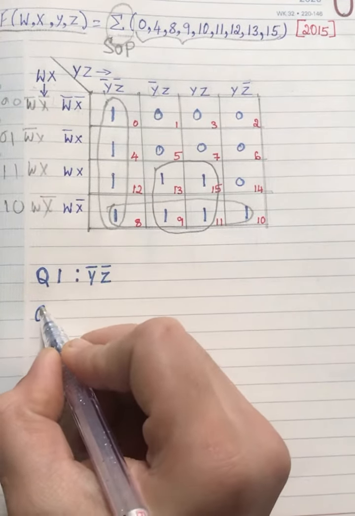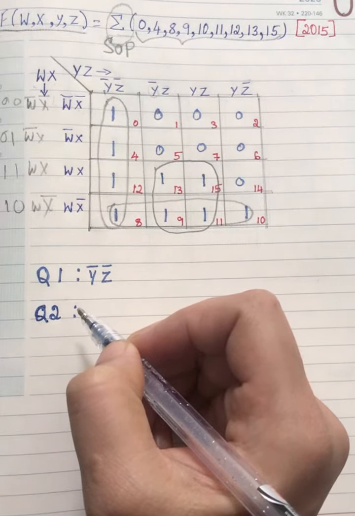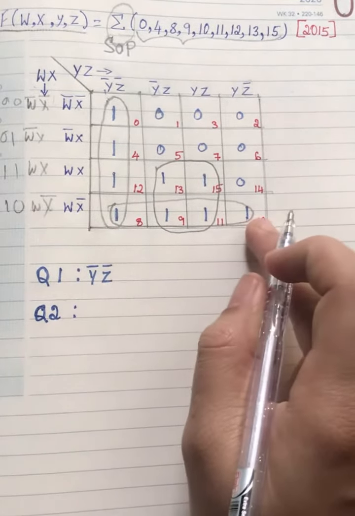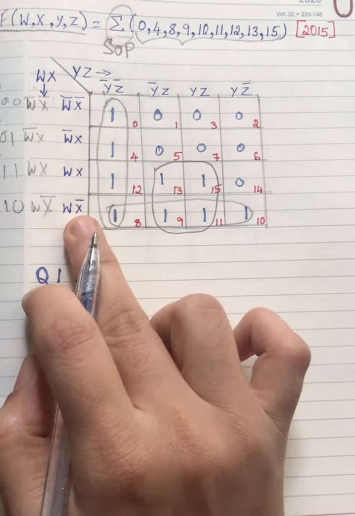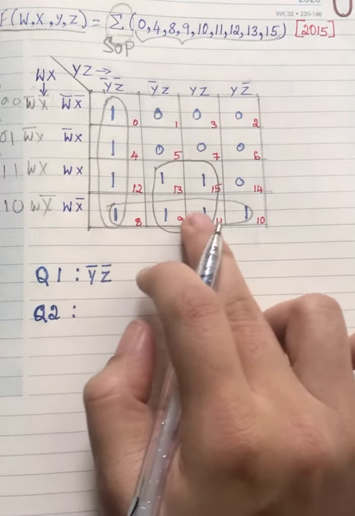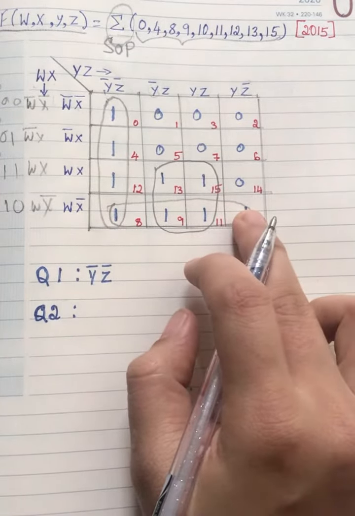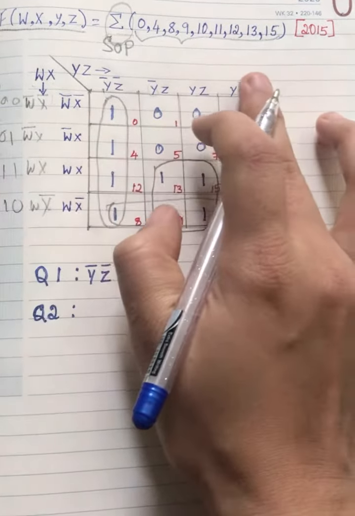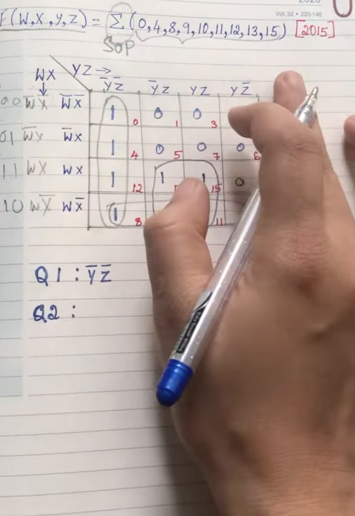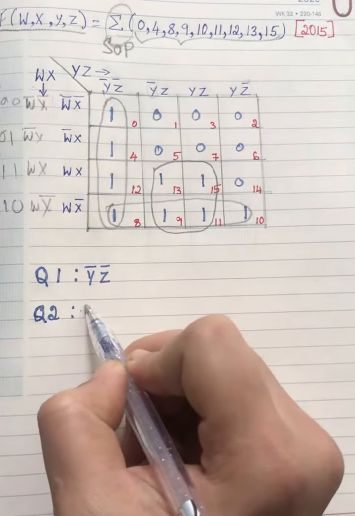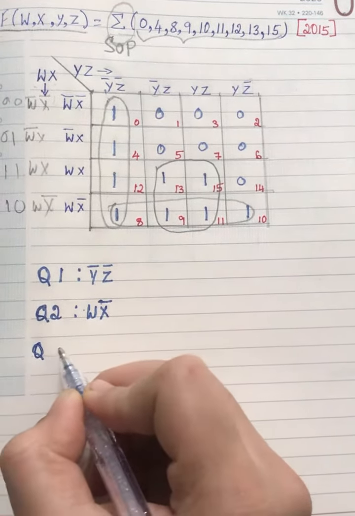Next, I am going to go with quad 2, that is, I will consider this one. Here you have W x bar as a common term for all the ones. See, for all the terms W x bar is the common term. Go with this particular row. Here you don't have any common terms, so leave this. The common term for this is W x bar. Next, quad 3.